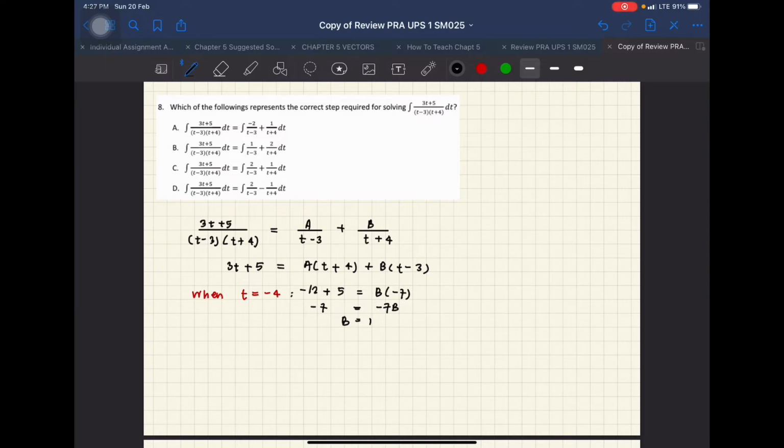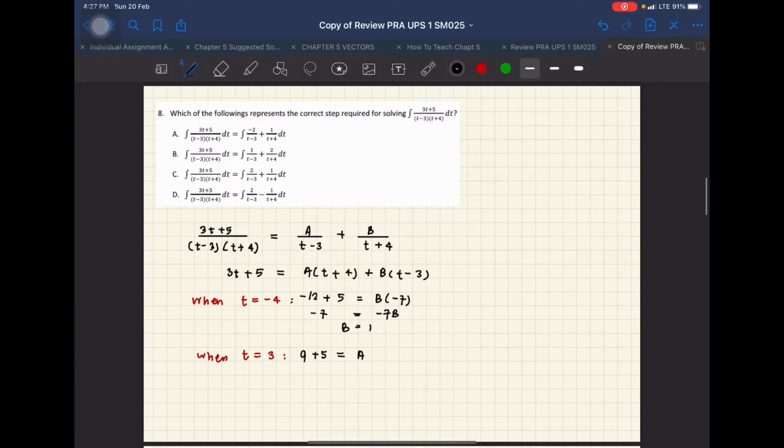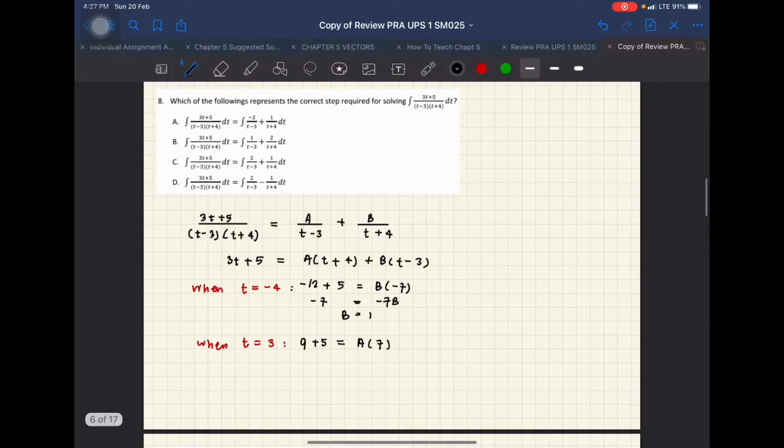Okay, so settle. Alright, and then the second value is when t is equal to 3. When t is equal to 3, you will get 3 times 3 over here is equal to 9. So you get 9 plus 5 is equal to, okay, so this one dah tak ada, cancel. So this is the only left for you to calculate. So you have a, and then t is 3, 3 plus 4 is 7. Okay, so you get 14 equal to 7a. A is equal to 2.